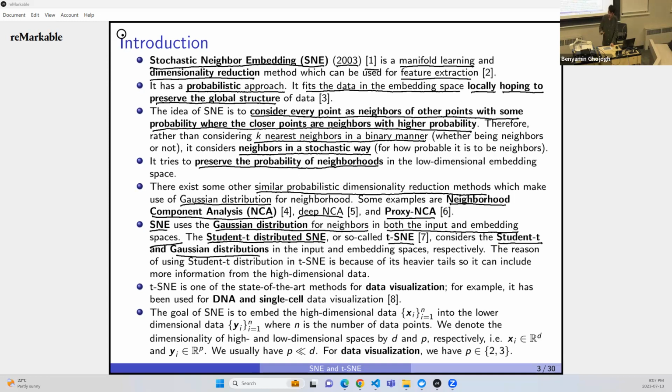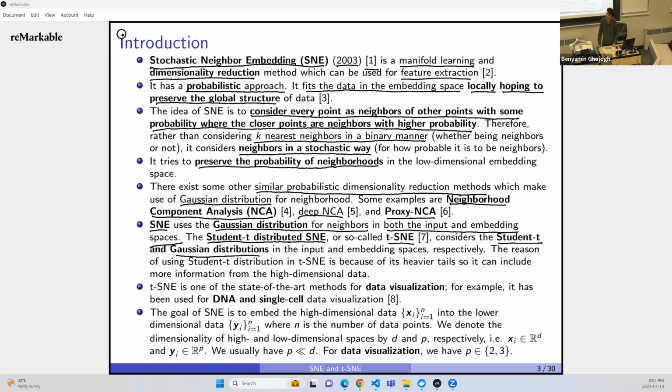By the way, I apologize. t-SNE uses t distribution in the input space, Gaussian distribution in the embedded space. I apologize, I said it the other way around. Doesn't matter. It uses different distributions in the input and embedded space.